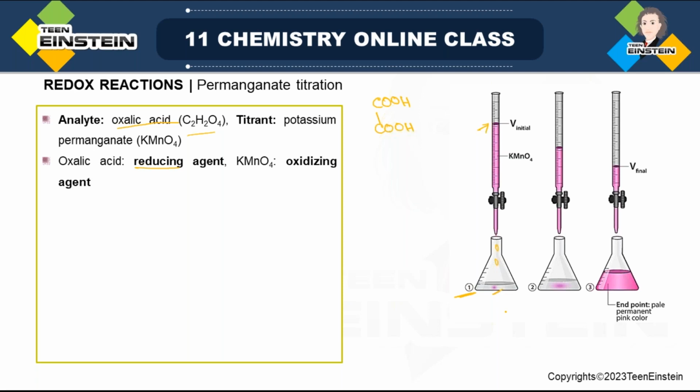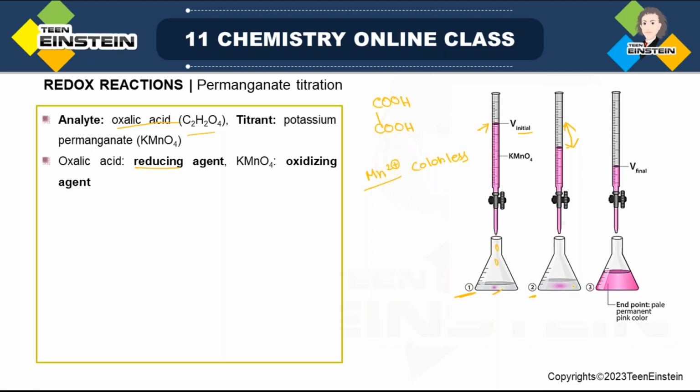But as soon as it reacts with oxalic acid, it will be converted to Mn2+. And once it is converted to Mn2+, it is basically colorless. So gradually the color will vanish. The first drop, when it appears in the conical, there will be some color, but as soon as it touches the solution, the color will be gone. So in this way, V initial, that is the initial volume. Now you can see the reading is here. So this amount we have already added. Now this is the second step.